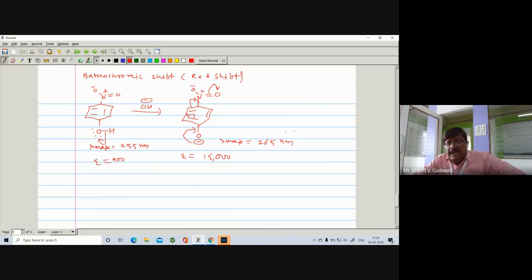So it is called a bathochromic shift, right? So when there is an increase in the lambda max of a molecule, it is called a bathochromic shift. It is also called a red shift. Then the next one is the hypochromic shift, right?